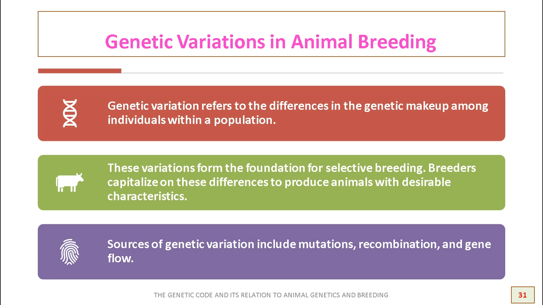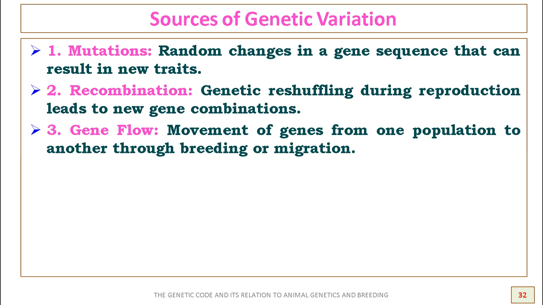Then the sources of genetic variation include mutation, recombination, and gene flow. What are all the sources of genetic variation? Why is there genetic variation? It is due to mutation, random changes in gene sequence that can result in new traits. The second one is recombination, meaning genetic reshuffling during reproduction leads to new gene combinations. The third one is gene flow, the movement of genes from one population to another through breeding or migration.